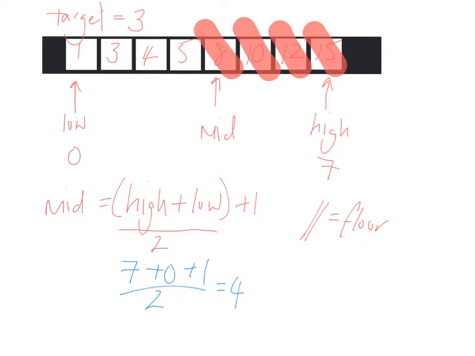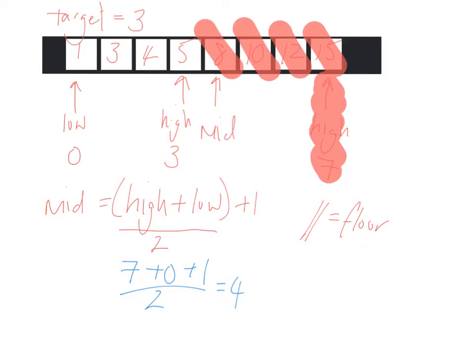And how do we do this? Well, we just move the position of high. So instead of high being a pointer to position 7, high is now position 3. Okay, that's 0, 1, 2, 3.